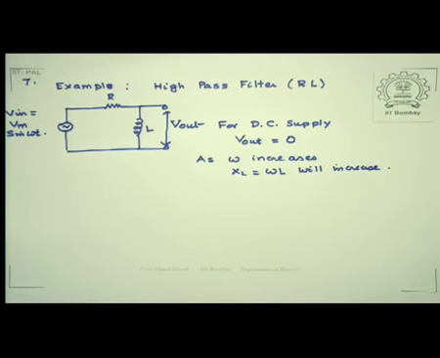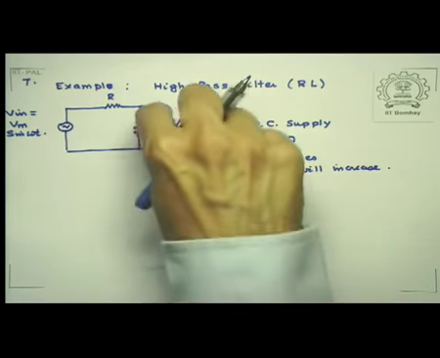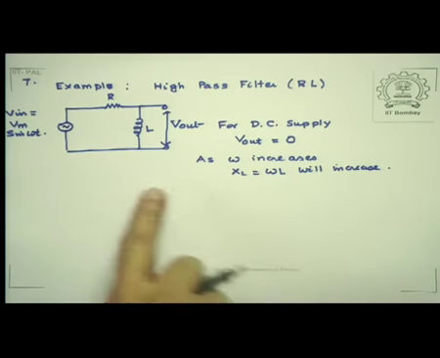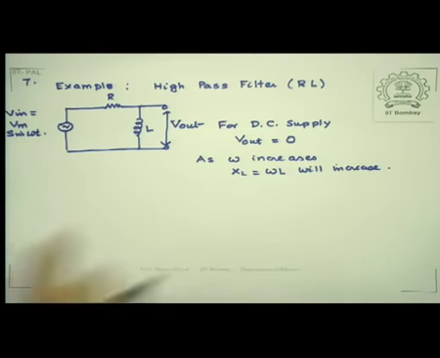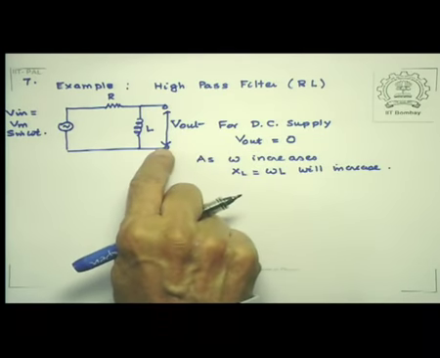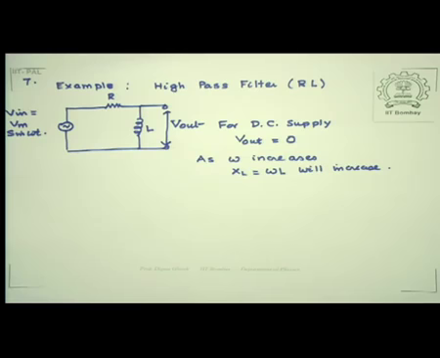This would imply there is a voltage drop across L. Okay, so this means that as frequency increases, the voltage drop across these 2 points will increase, and this will result in what we call a high pass filter. So let me give you a specific example to illustrate this point.